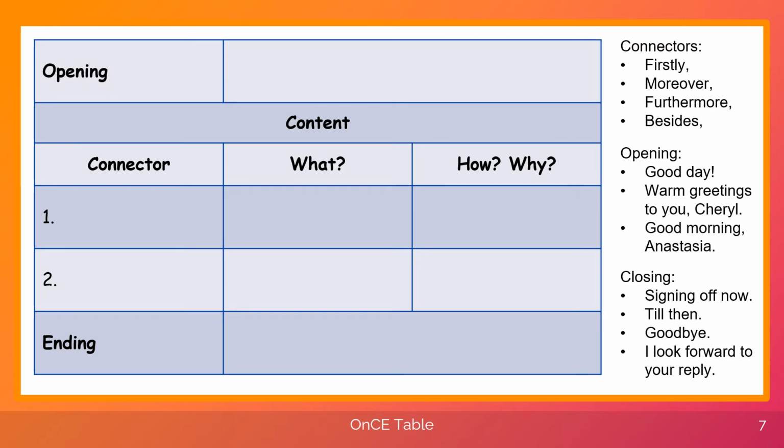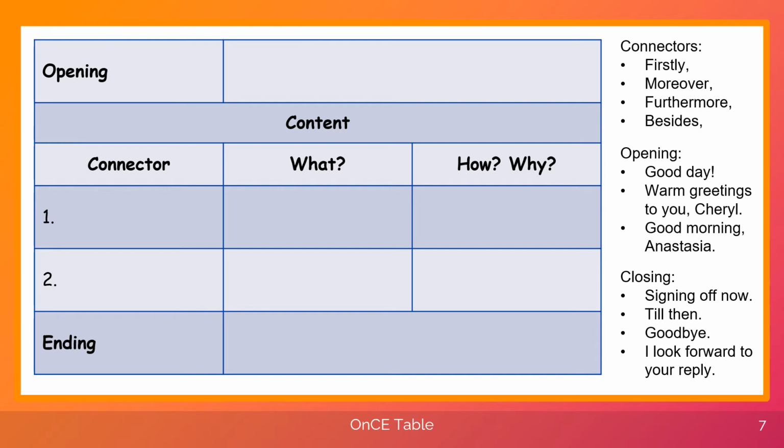So this is the ONCE table. It comprises opening and content. In the content part, we have a connector, what, which is the main point, and then we have how or why, because I want them to make relevant elaboration on the points that they have given. Also, we have an ending.